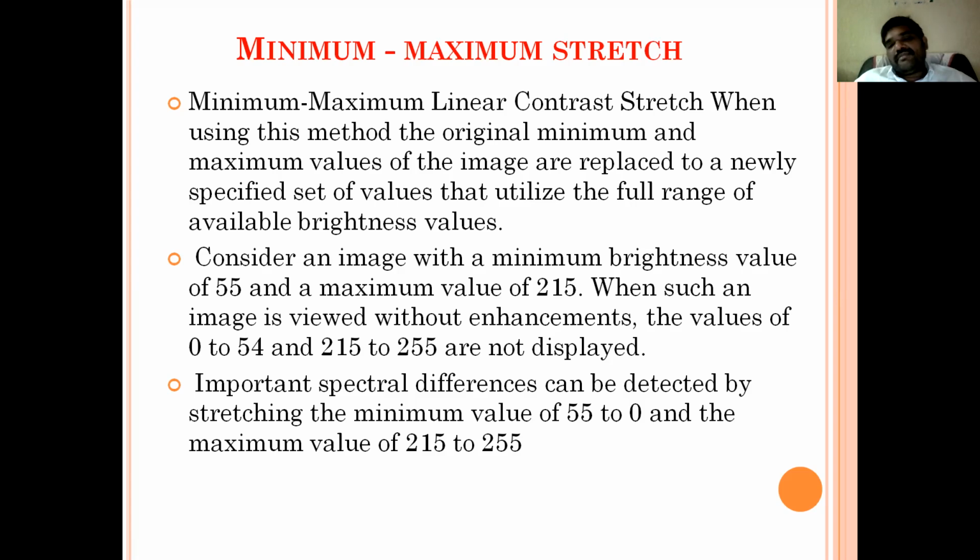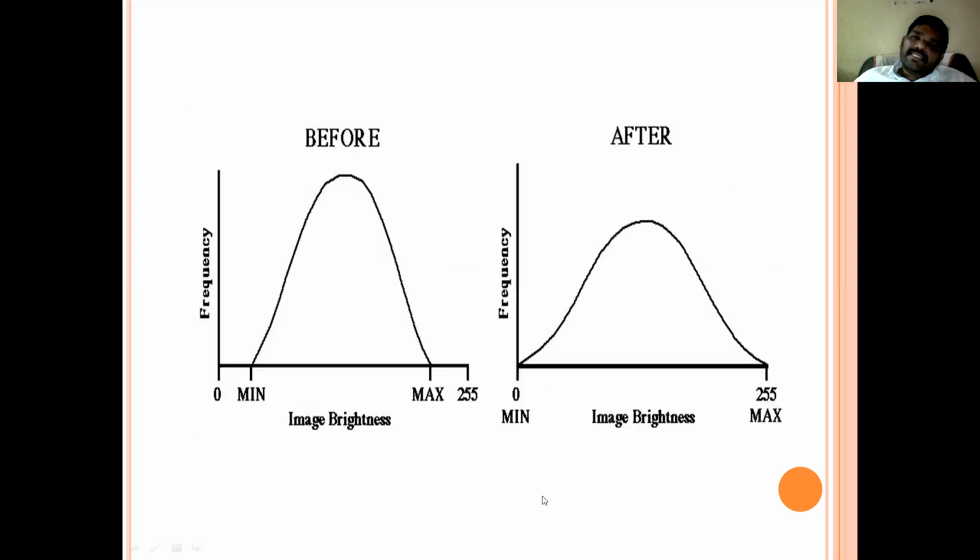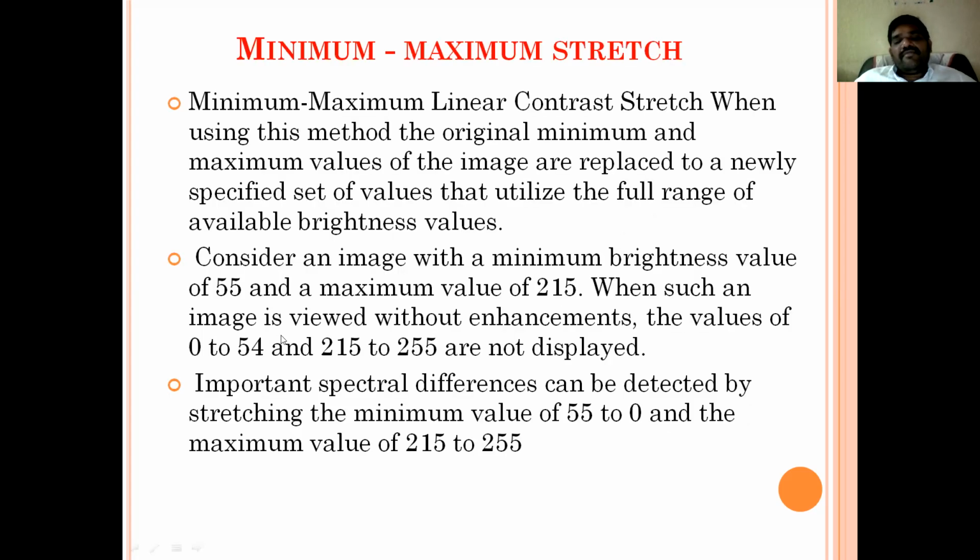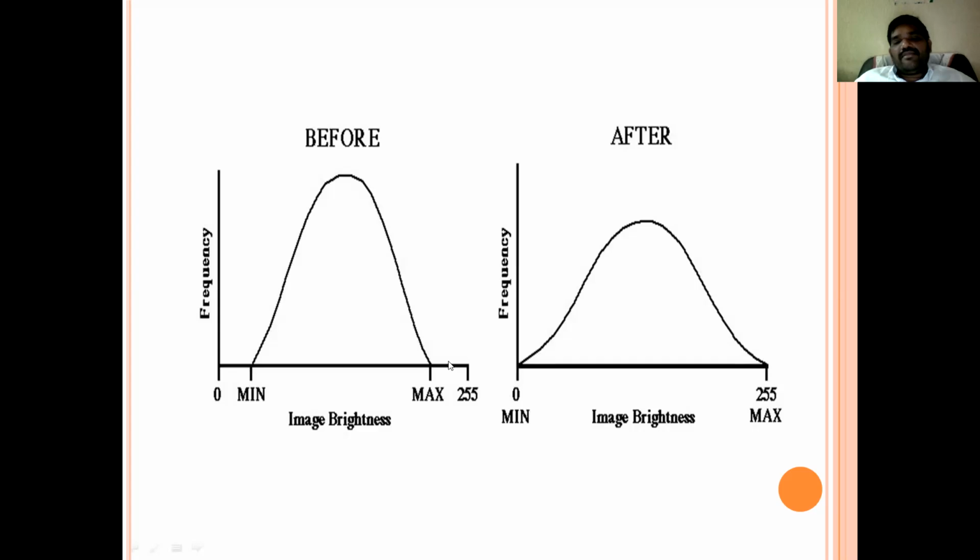I can visualize the image more clearly. See here, have a look over here. This is the image before enhancement, minimum maximum. Here I said consider an image with 54 here and 215 here. This is the image. I want to enhance the image. What I can do is simply expand from 54 to 0 and 215 to 255 so that I can visualize the image more clearly.